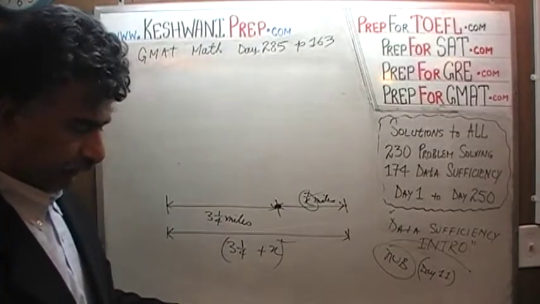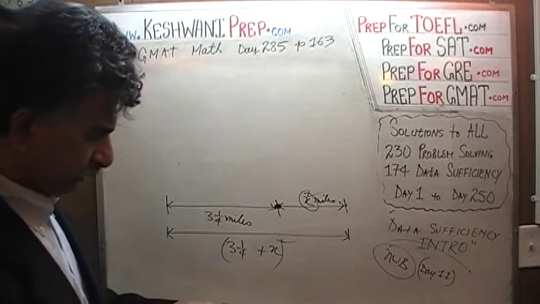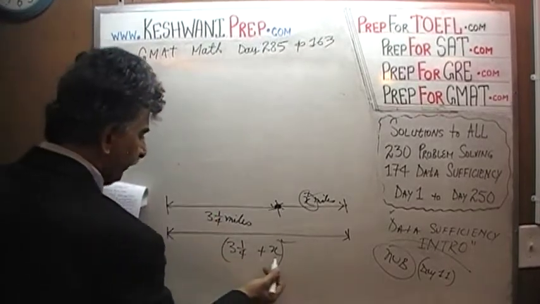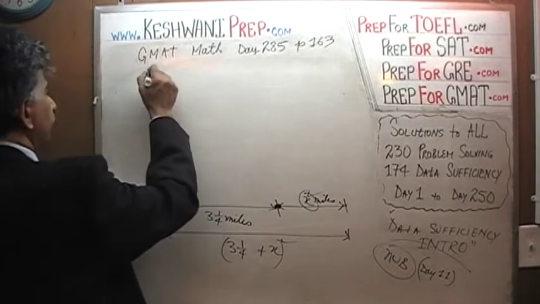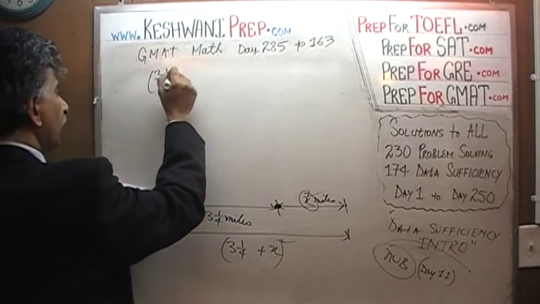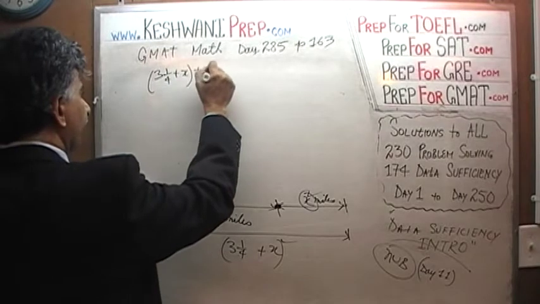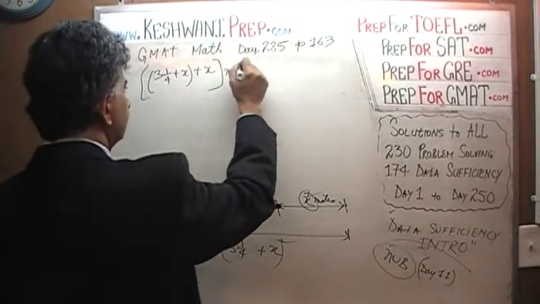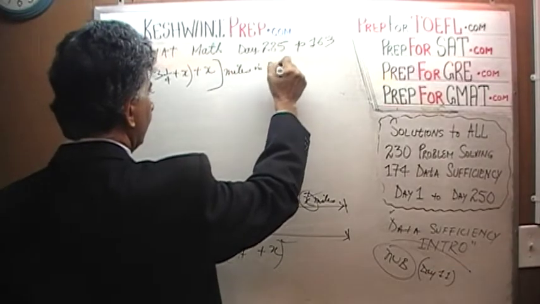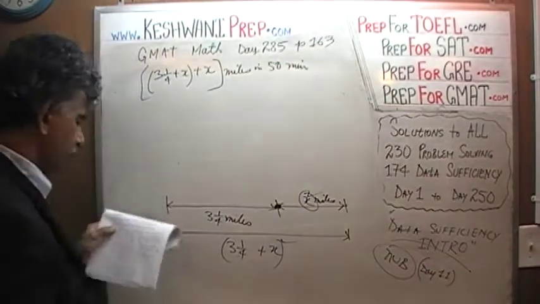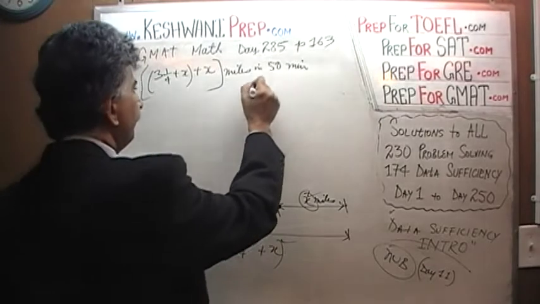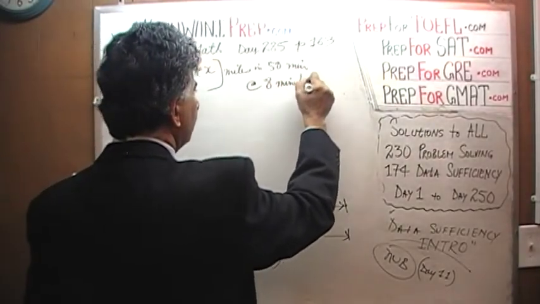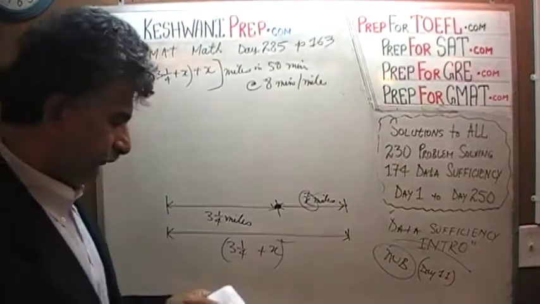Anyway, so here's what's going on. What we have to do is travel x plus 3¾ plus x. This is how many miles. We have to travel this many miles in 50 minutes at 8 minutes per mile. This is our speed.